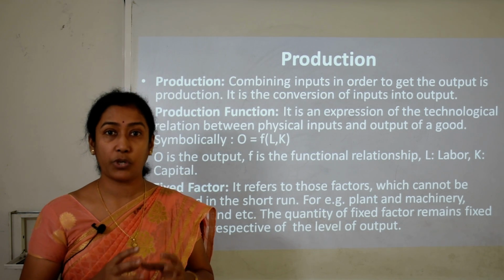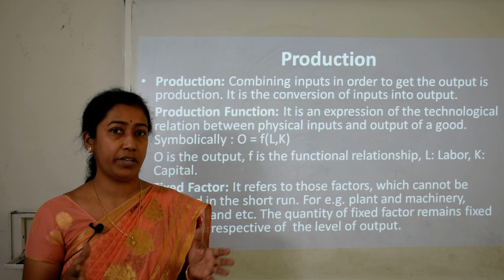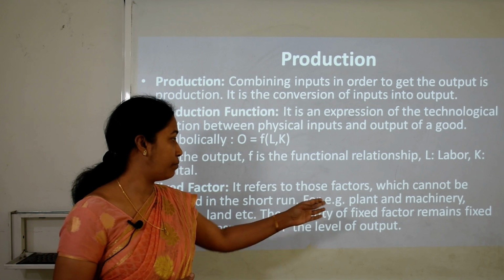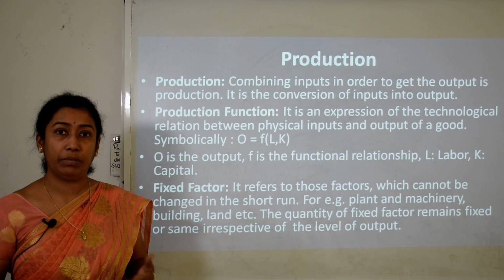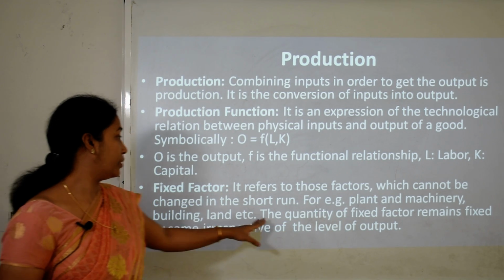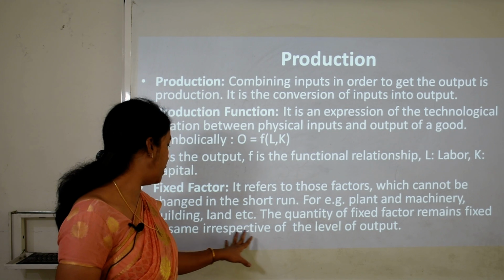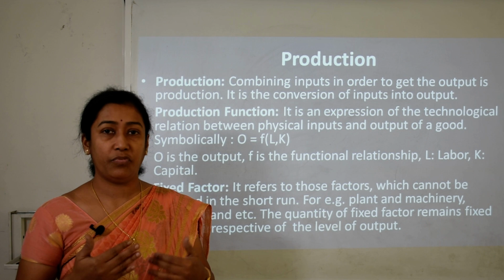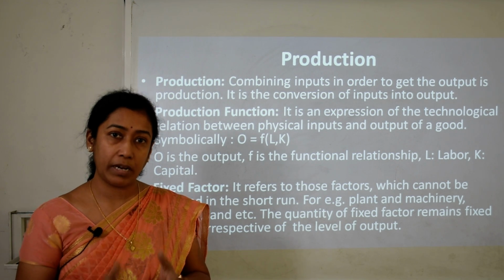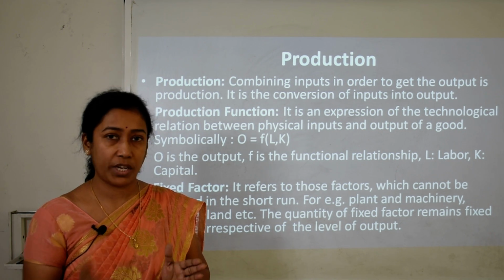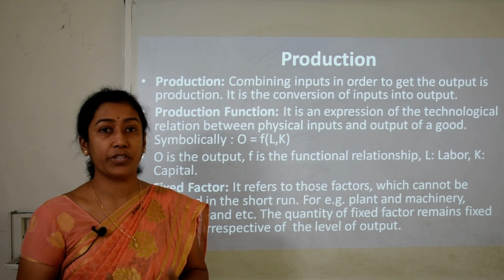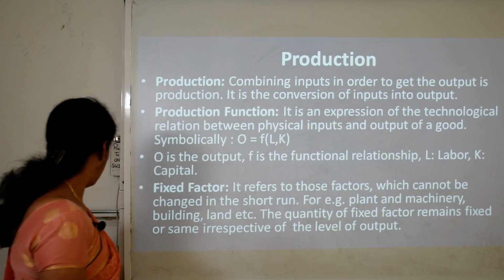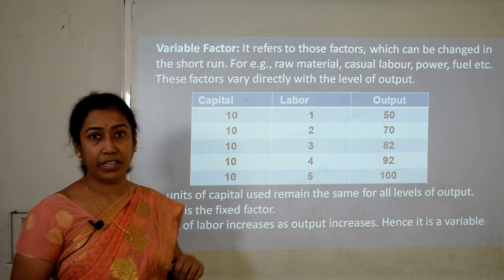Here short run means a short time period. During a short time period, we cannot change the fixed factor or fixed asset, which is plant and machinery, equipment, land, building and so on. And the quantity of the fixed factor remains fixed irrespective of the level of output. That means whatever the production, if we try to increase the level of output, still in a short time period we cannot make any variation in the fixed factor, that is plant and machinery, land or building.